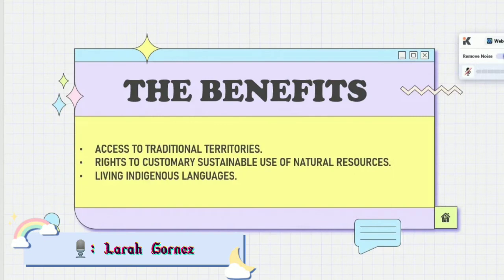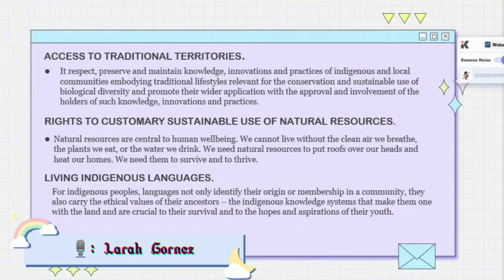The benefits: we have access to traditional territories, the rights to customary sustainable use of natural resources, and living indigenous languages. So, access to traditional territories. It respects, preserves and maintains knowledge, innovations and practices of indigenous and local communities, embodying traditional lifestyles relevant for the conservation and sustainable use of biological diversity, and promotes their wider application with the approval and involvement of the holders of such knowledge, innovations and practices.